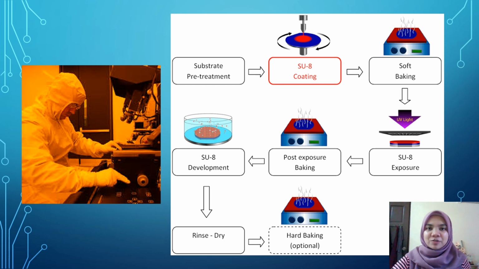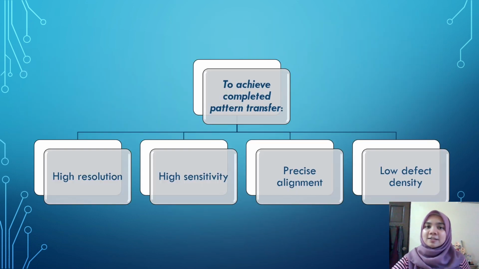So, this is the visualization of the process, and this process is being done in the photo bay. To conclude, to achieve a successful photolithography process, these requirements, which are high resolution, high sensitivity, precise alignment, and low defect density, must be fulfilled.